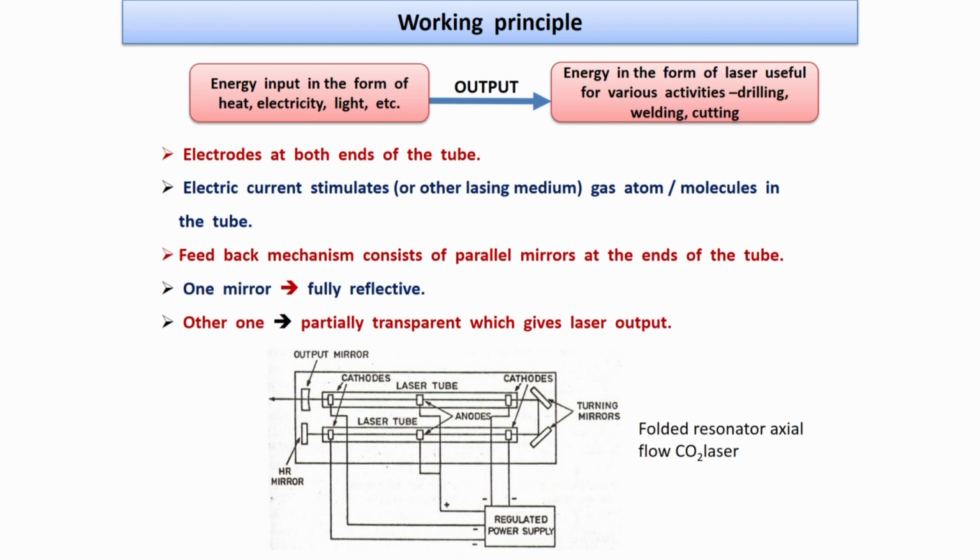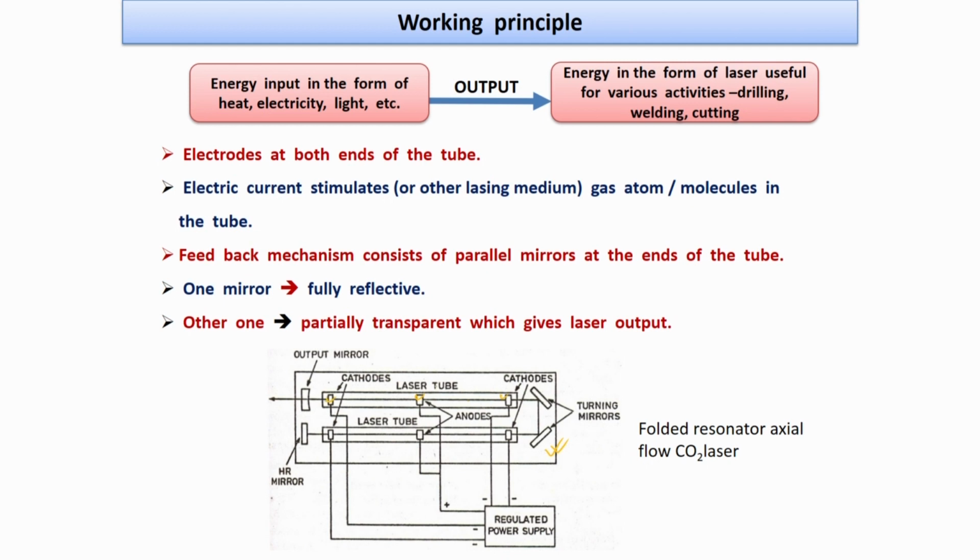Electrodes are used at both ends of the tube. You can see here, this is the gas laser. Here you can see this is the cathode and this is the anode, and again there is a cathode. This is one tube which is filled with gas, maybe CO2 gas, carbon monoxide gas, helium gas or nitrogen gas, as a lasing gas, filled at a low pressure.